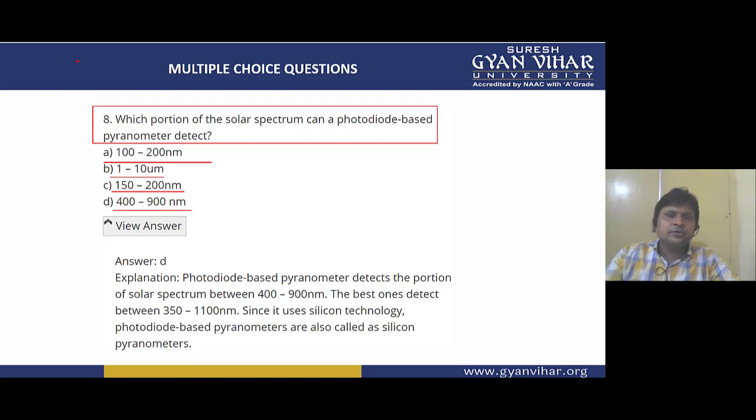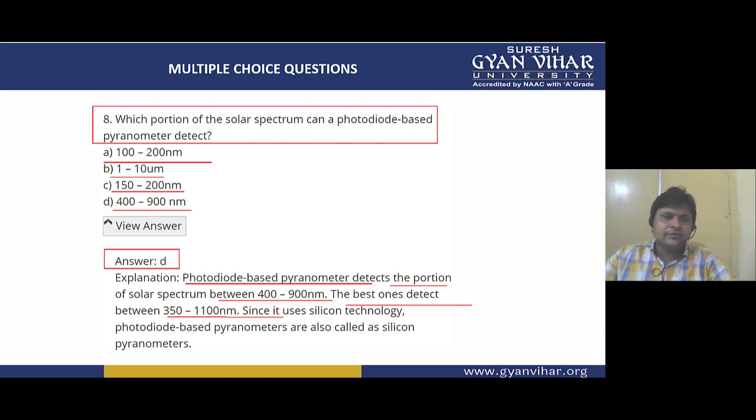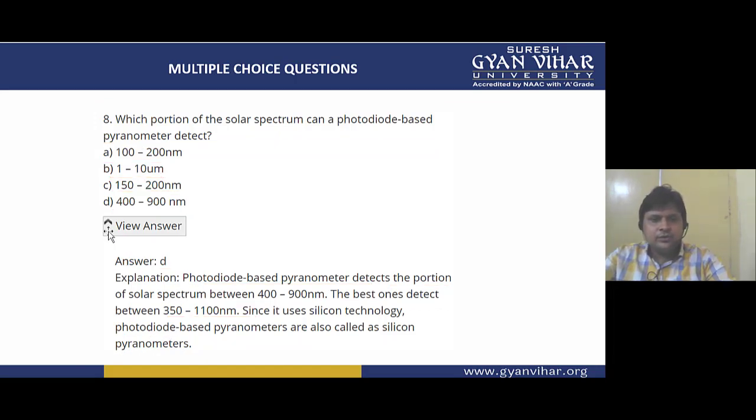So we all know that the portion of solar spectrum that a photodiode based pyranometer detects is 400 to 900 nanometer. So your answer is D, and the explanation is that a photodiode based pyranometer detects the portion of solar spectrum between 400 to 900 nanometer. The best ones detect between 350 to 1100 nanometer. Since it uses silicon technology, photodiode based pyranometers are also called silicon pyranometers. Alright, so in this way the 8th MCQ is also completed.